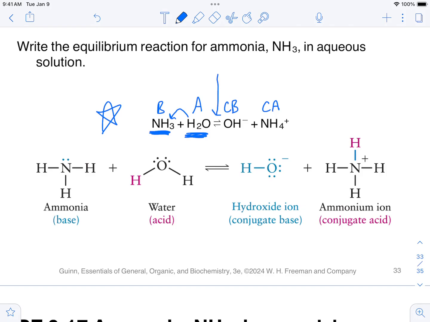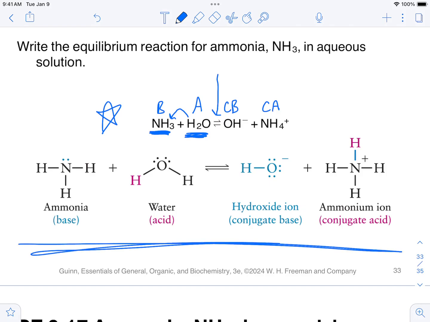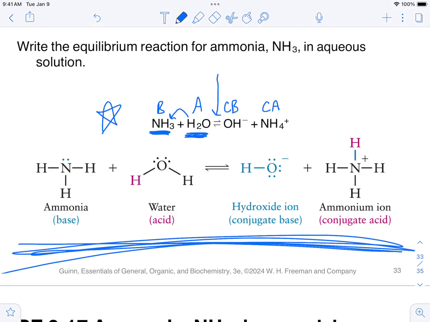Make sure you have double arrows there. Why? Because NH3 is a weak base, so there needs to be double arrows. And then below that, you can see just the Lewis structures drawn for all of them.